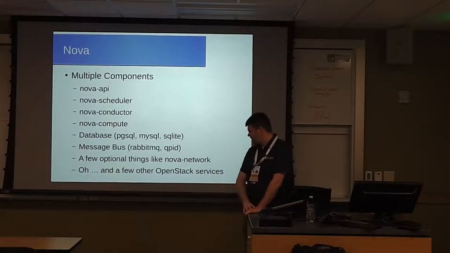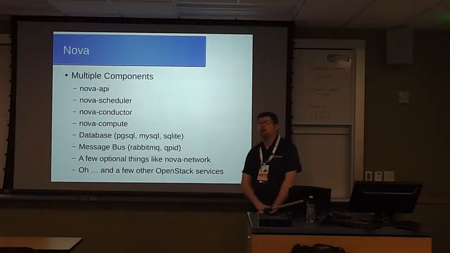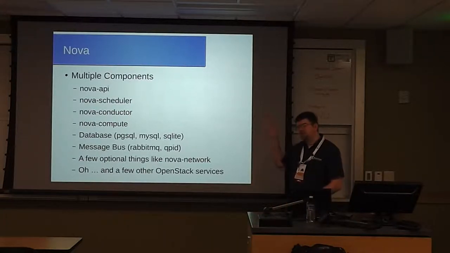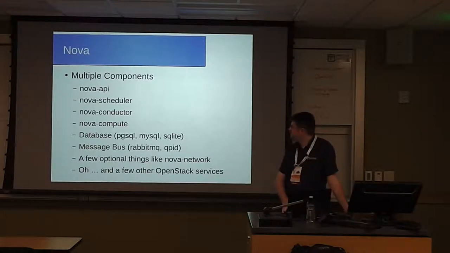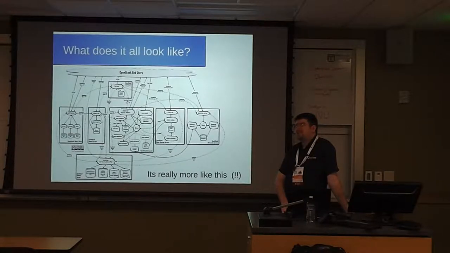But there are some other external OpenStack services that you do need, such as Keystone, which is the identity authentication and authorization system. Well, half of the authorization system. So there's a lot of moving pieces to Nova. So you remember this picture? A little simple, right? It really looks more like this.